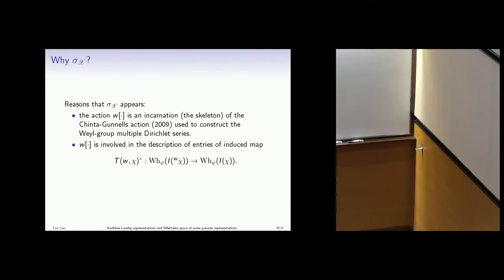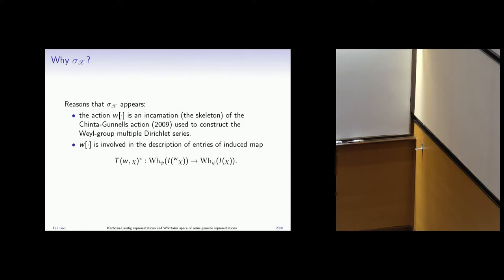I would like to make two remarks about why this twisted Weyl action appears. One reason is that it appears in the construction of the Weyl group multiple Dirichlet series given by Chinta and Gunnells. The construction involves this twisted action and some Gauss sums. For us, the reason is that this twisted action appears when you try to describe the induced map on the Whittaker space of unramified principal series coming from the intertwining operator. Once you choose proper bases for the two finite dimensional vector spaces, you will get a matrix. You can describe the entries of that matrix by considering this twisted action. That's why this appears there.